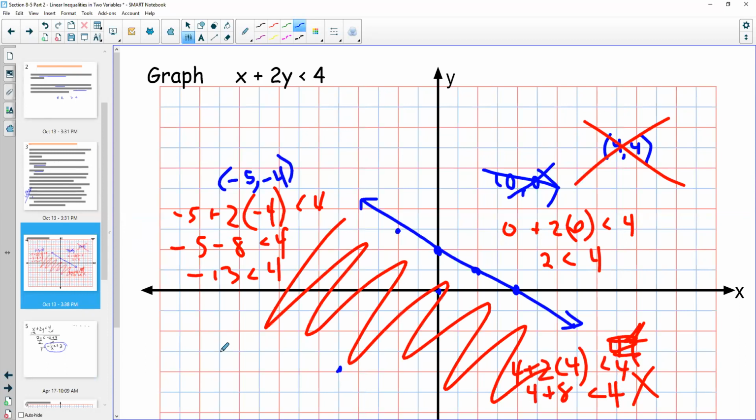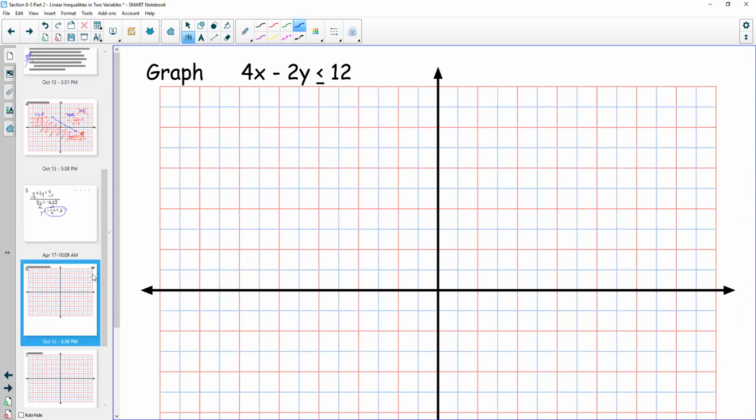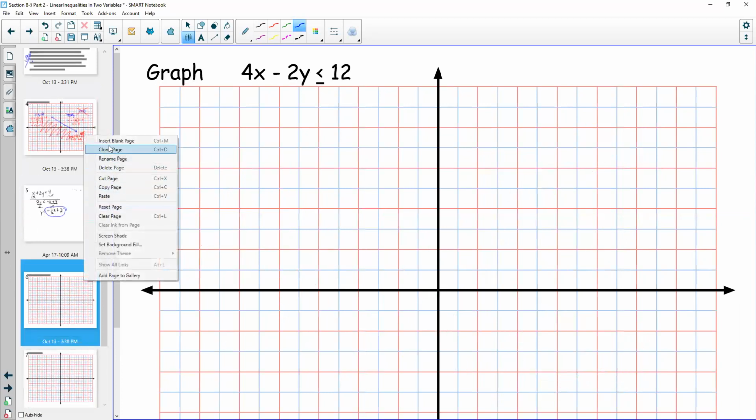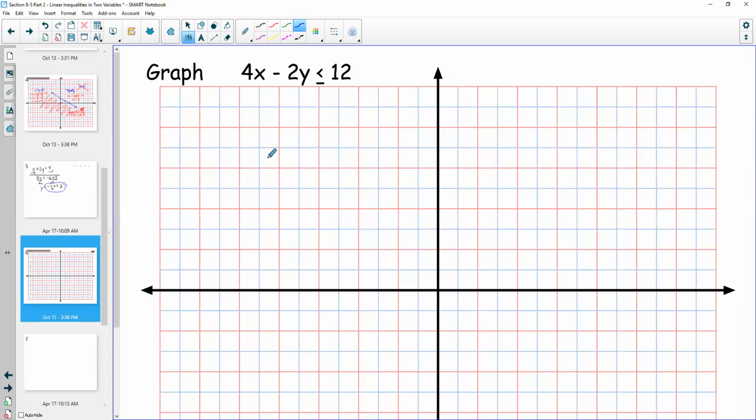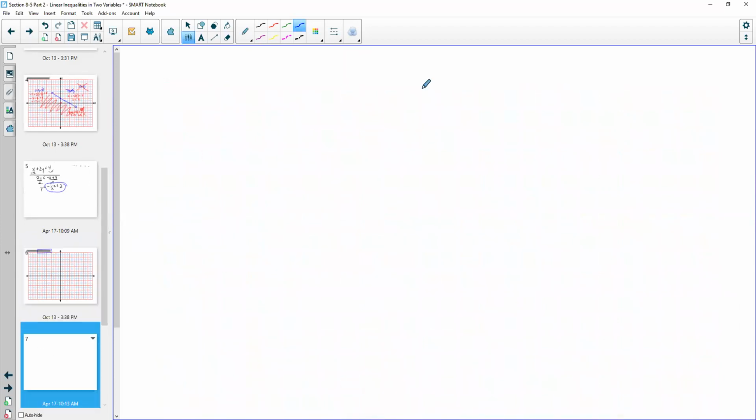All right. So let's do the next one. I'll try not to make a hash of it again. I'm going to put a blank page behind it. We're going to graph 4x minus 2y less than or equal to 12.